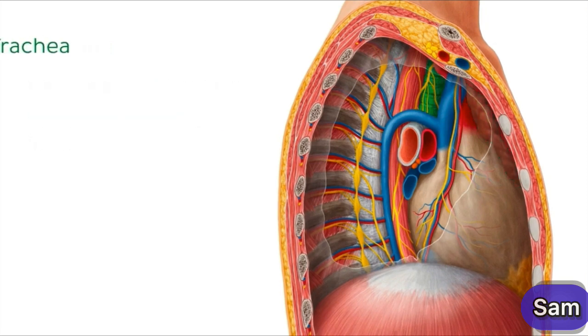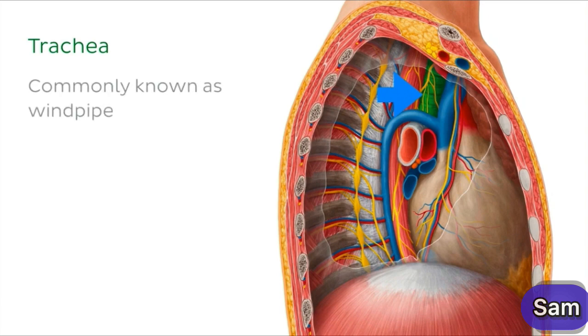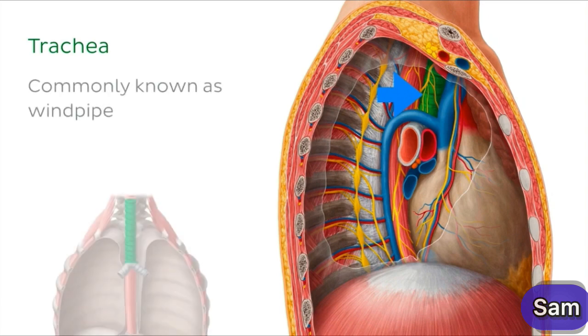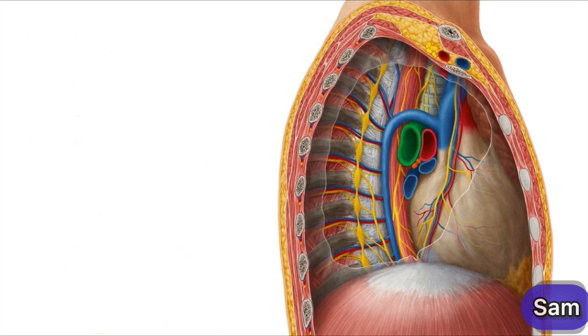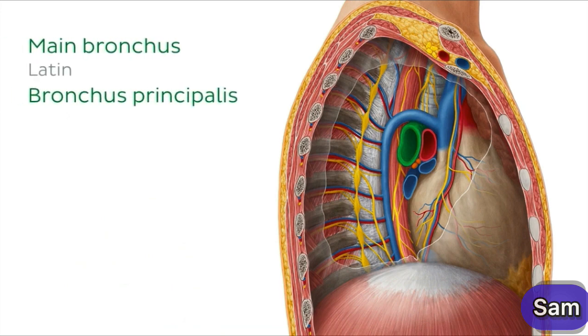Our next structure of interest in the superior mediastinum is this one here, which you might be able to identify by its characteristic cartilaginous rings seen here. And that's right, it's indeed the trachea, commonly known as the windpipe. And the trachea, of course, descends from the larynx into the neck, deviating just a little to the right of the midline. It passes inferiorly to around the level of the T5 vertebrae, where it bifurcates into the right and left main bronchi, which enter the hilum of the lung.